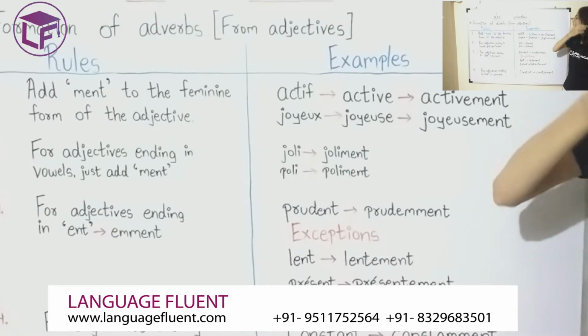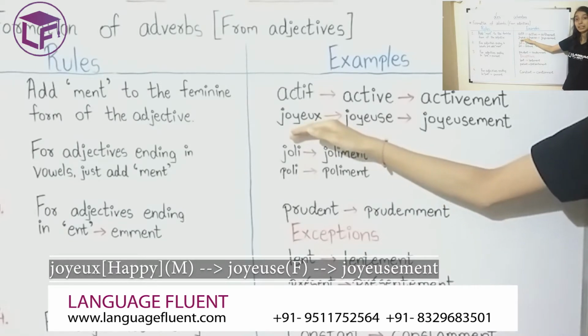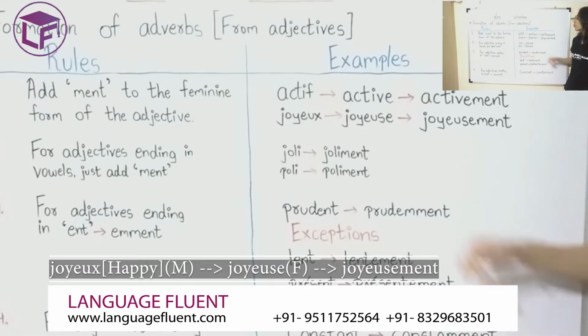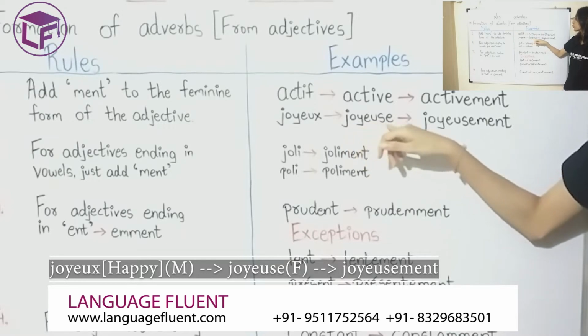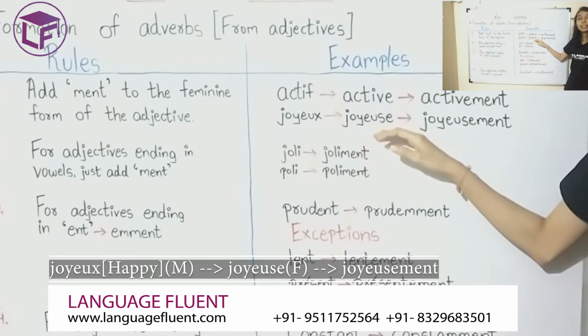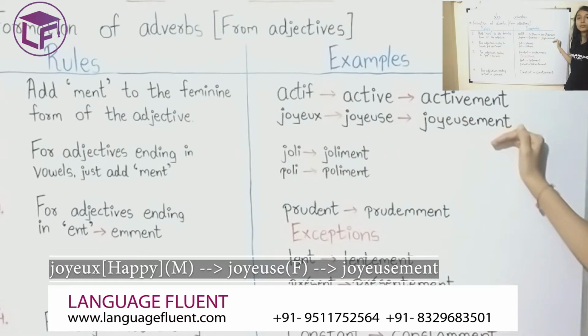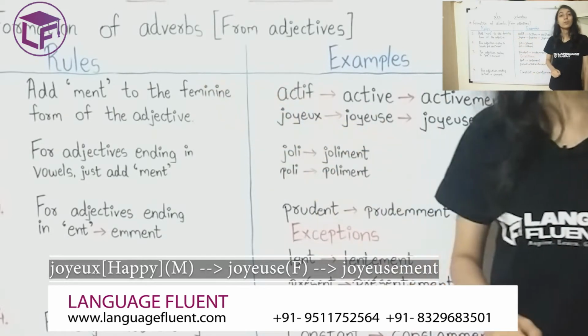The second example is joyeux, which is happy in English. This is again a masculine adjective, so we make it feminine. So it is joyeuse. This is the feminine adjective. Again, after making it feminine, we add -ment to it. So it becomes joyeusement. This is the first and the basic rule.